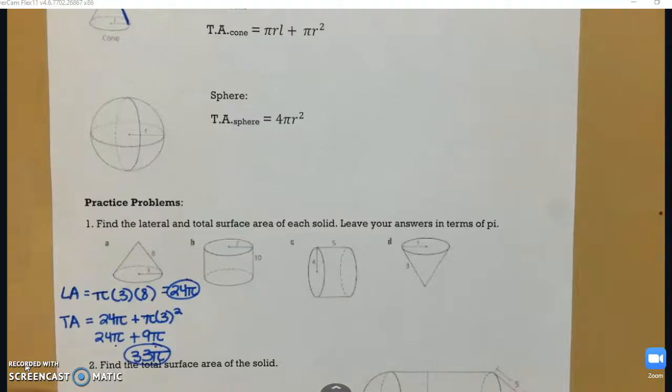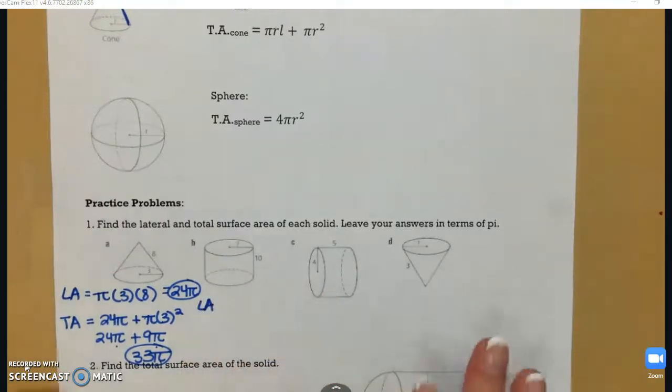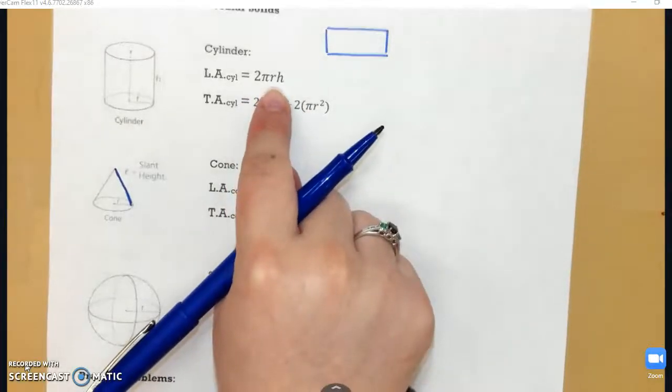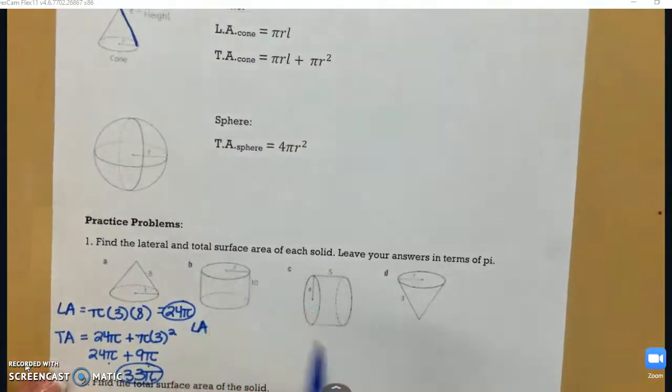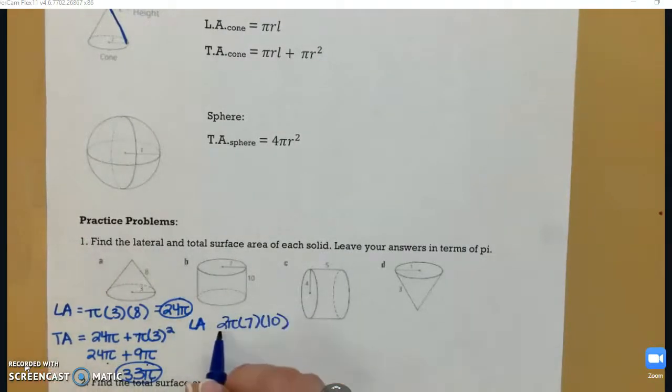Part B, we have a cylinder, and so again, my lateral surface area, there's that formula, I was just so excited to use it the first time around, 2 pi radius times our height, and we're told our radius is 7 and our height is 10. So 2 times 7 times 10 gives me 140 pi for our lateral surface area.